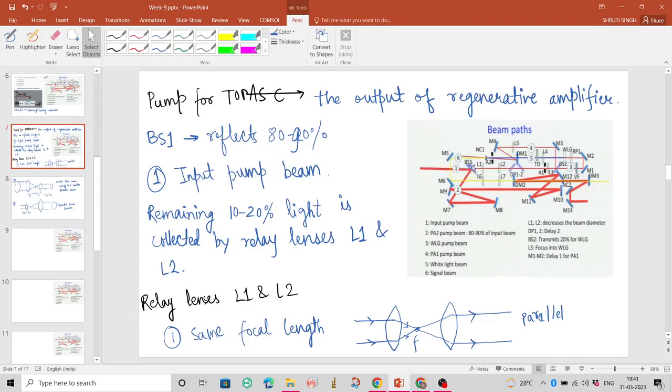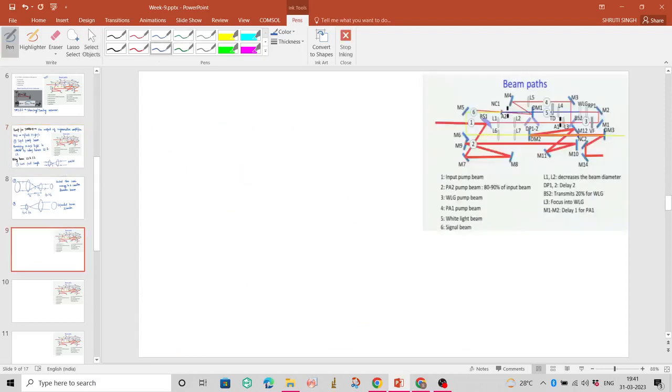So now the next part. We have discussed till now that the input pump beam comes, hits the beam splitter, and from here 80% of the light is reflected and 20% is transmitted, and here there is a change in the beam diameter. And after that we have this DP1 and DP2. Now these are mirrors only, but let's write here. Sorry, these are DP1 and DP2. These are a set of quartz plates.